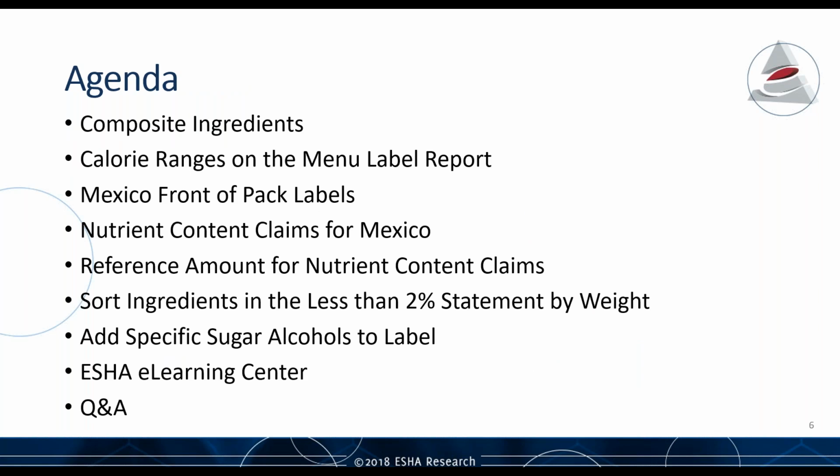Today we'll be highlighting composite ingredients, calorie ranges on the menu label report, Mexico front of pack labels, nutrient content claims for Mexico, reference amounts for nutrient content claims, sorting ingredients and the less than 2% statement by weight. We'll be adding specific sugar alcohols to labels and showing you the ESHA eLearning Center, and then we'll wrap up with Q&A.